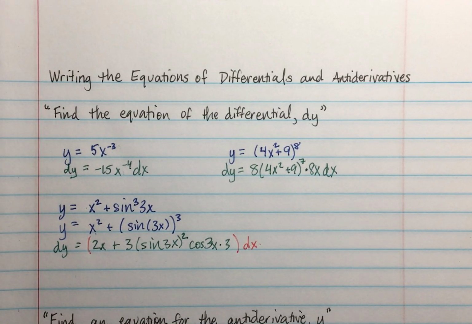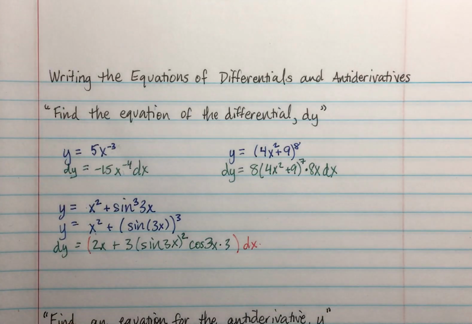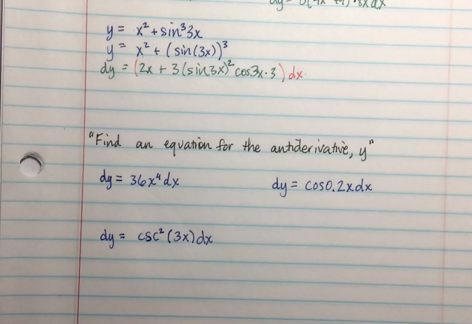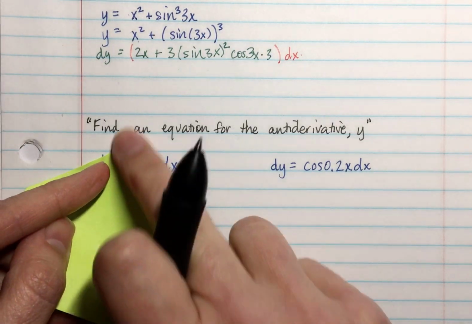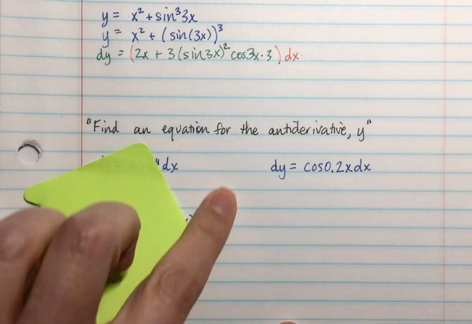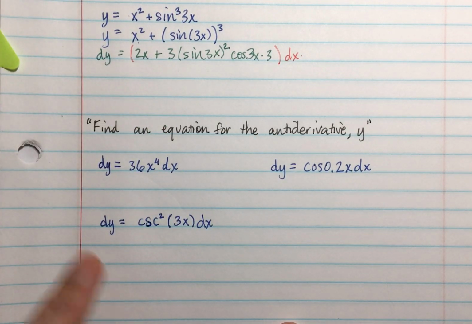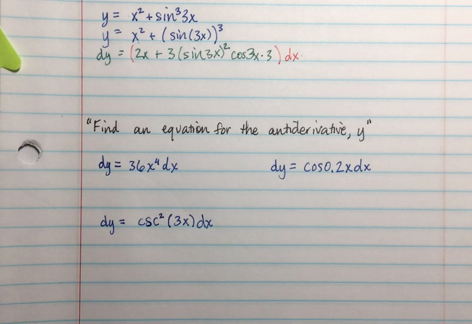And then the next bit is finding an equation for the antiderivative y. Well, antiderivative, there are other words for it, but we're going to ignore the other words for now. So one thing to note is the word an equation. It's not the equation, it's an equation, which is kind of weird. There are actually infinitely many equations that fit this differential. And we've seen this before.